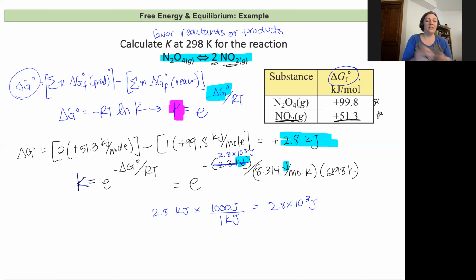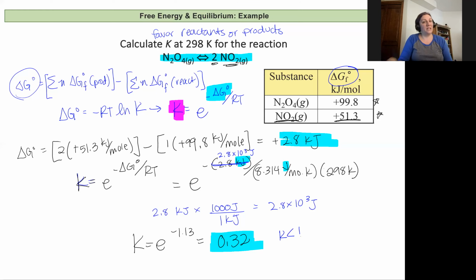Now plugging all of this into my calculator, I get that K is equal to the exponent of about negative 1.13, which should give me 0.32. Remember, these are unitless values, and that definitely corresponds to a K value less than 1. It's pretty close to 1. It definitely falls in that region of equilibrium constants where we'll have a meaningful amount of both products and reactants together at equilibrium, but it will favor our reactants.